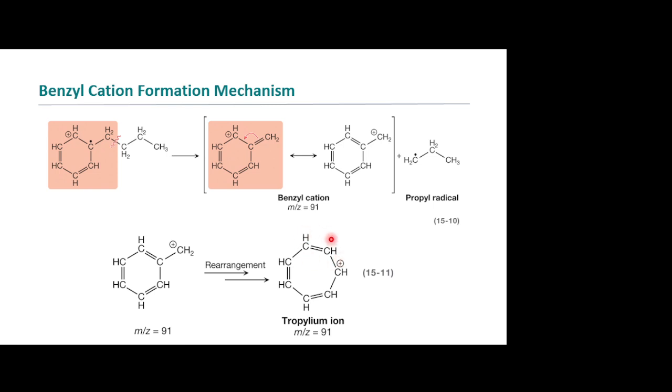Does that change the mass or anything at all? No, same mass, same charge, shows up in the same spot. Doesn't really matter, does it? Okay? But this is one of the reasons it's so stable, is because it actually can make this compound right here. If you actually do this fragmentation for some reason, you're going to see that.